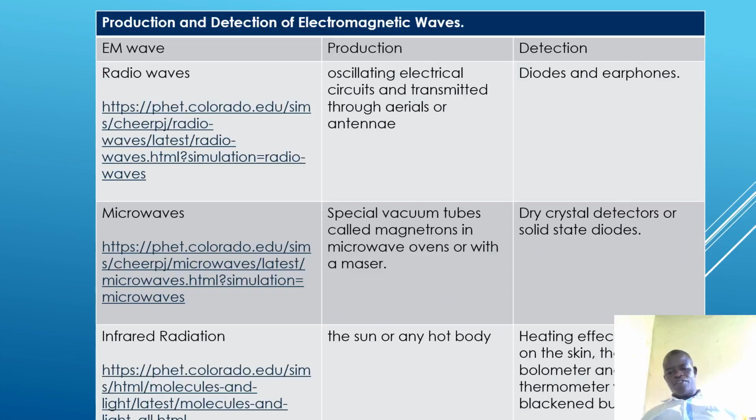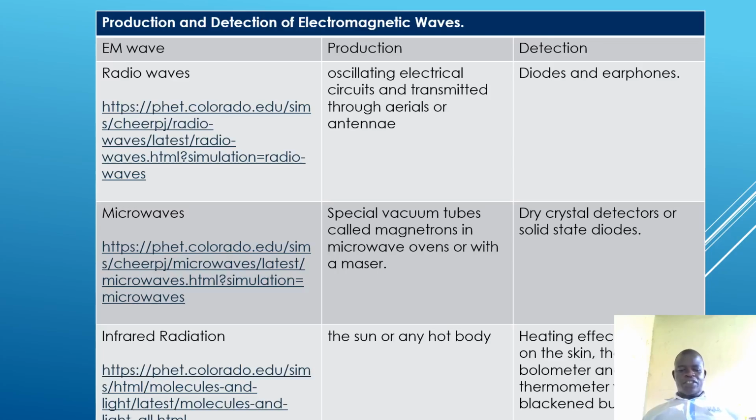How are these waves produced? We start by looking at radio waves, which are produced by oscillating electrical circuits and are transmitted through aerials or antennas. They are detected by diodes and earphones. You also have microwaves, produced by special vacuum tubes called magnetrons in microwave ovens, or by a maser. They are detected by dry crystal detectors or solid state diodes.